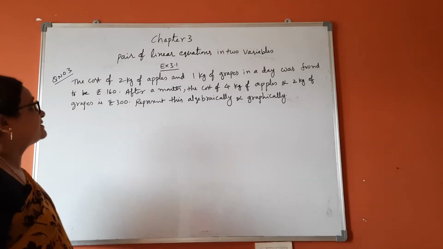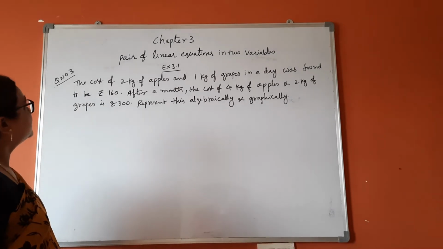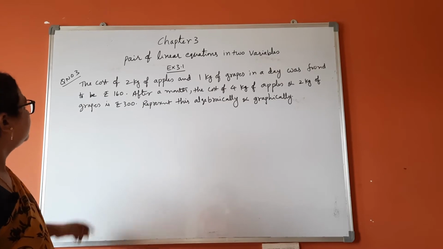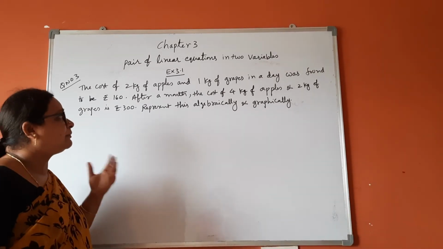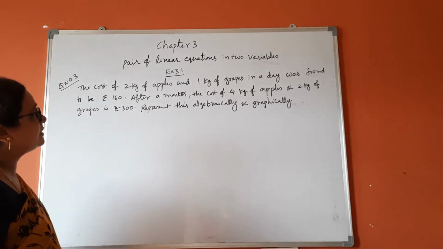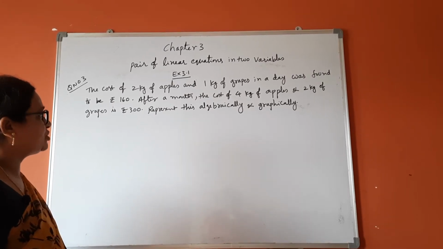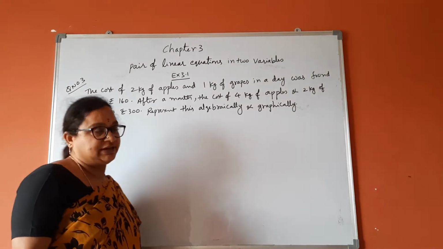Question number 3 of exercise 3.1. The cost of 2 kg of apples and 1 kg of grapes in a day was found to be 160 rupees. After a month, the cost of 4 kg of apples and 2 kg of grapes is 300 rupees. Represent this situation algebraically and graphically.